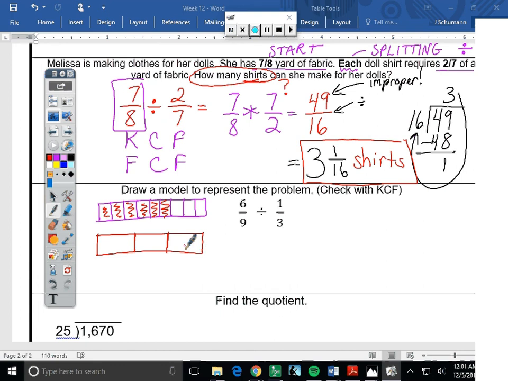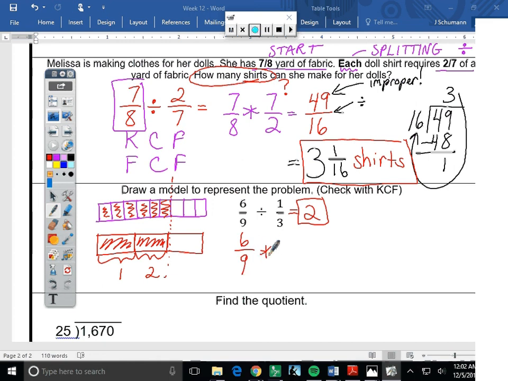So they're asking, how many thirds can I make from the 6/9? So I'll kind of extend this line down, and if you notice, I'd be able to make 1 whole group, and bringing these 3 pieces down, they would equal another whole group of 1/3. I'm going to get the answer of 2. I can make 2 whole groups of 1/3 using my model. Now I did say you could check with keep, change, flip, or multiplying by the reciprocal. So let's keep the first fraction.